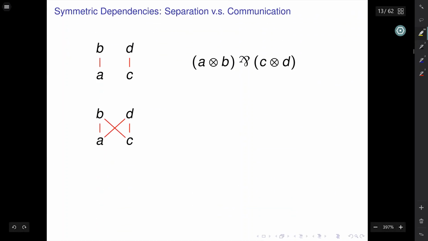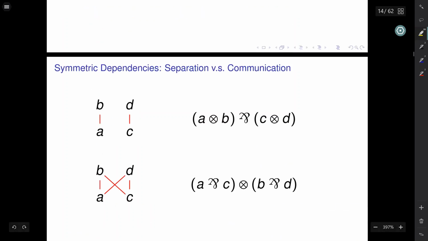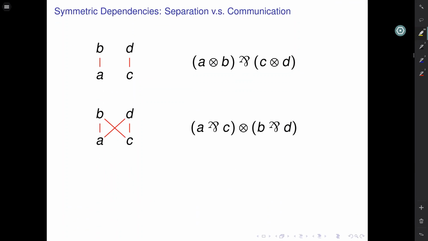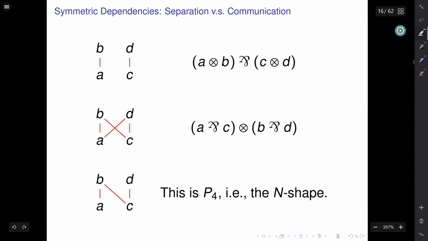And of course, we could represent this structure. So what's happening here? B can communicate with C, but B can communicate with D, but B and D could not communicate with A or C. And of course, we can represent this pattern of dependencies using binary operators. But look at this. We cannot represent it. Again, we have this N shape appearing. This is in fact the P4 graph, the path on 4 vertexes. And this N shape cannot be represented using binary operators.